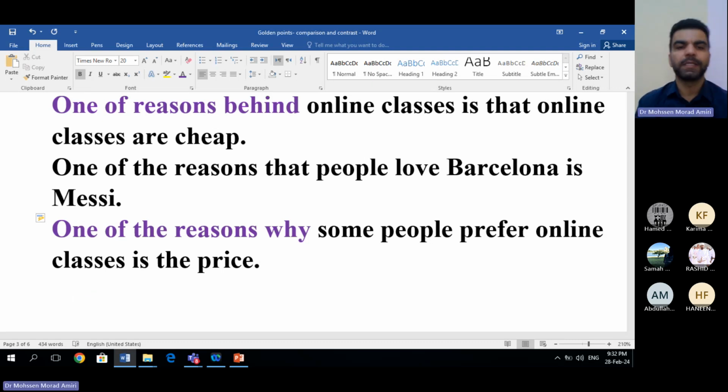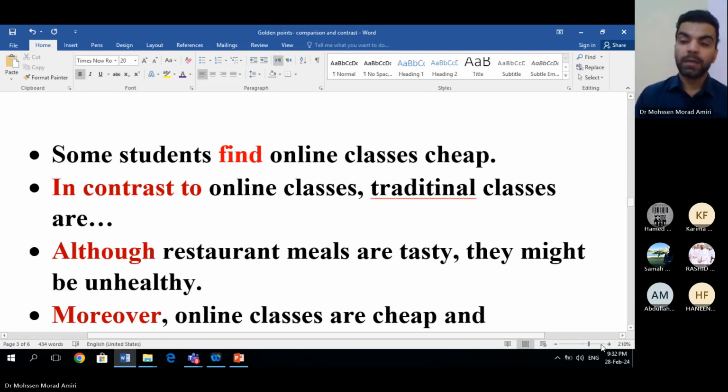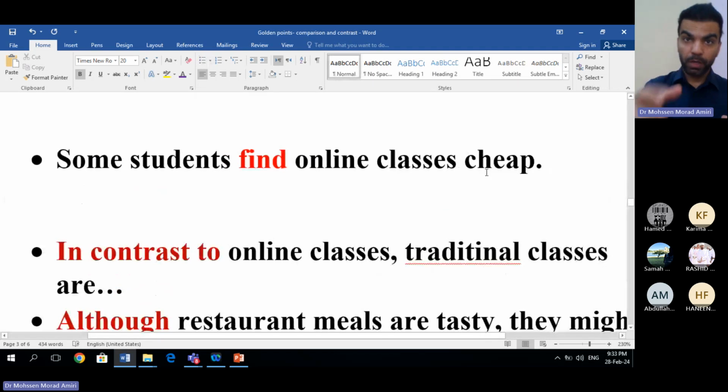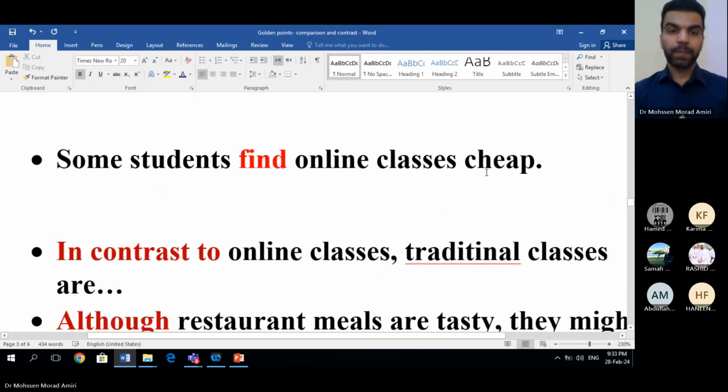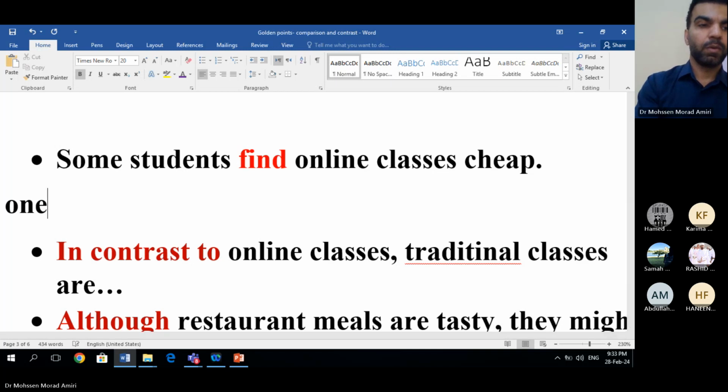Okay, this is about one of the reasons. Now, again, you want a higher mark? There is another way that when you want to give reasons, it is the word "find". I know it is difficult, guys, from the very beginning, but it will be easy for you when you learn it. One of the reasons is that some students find online classes cheap.